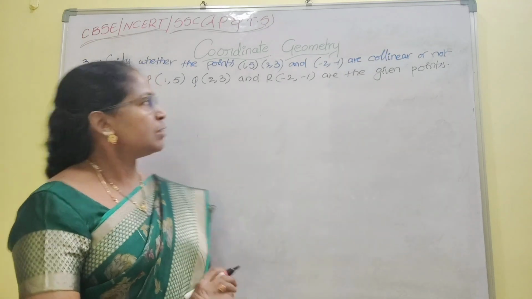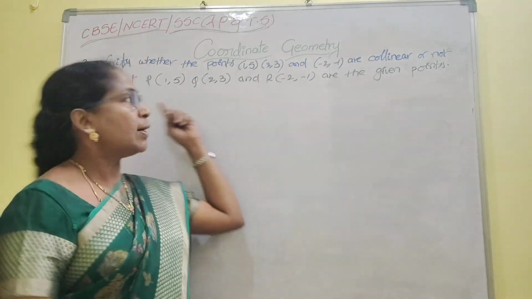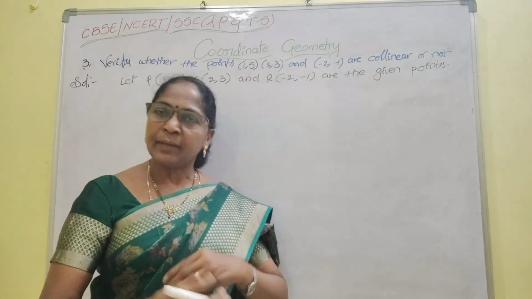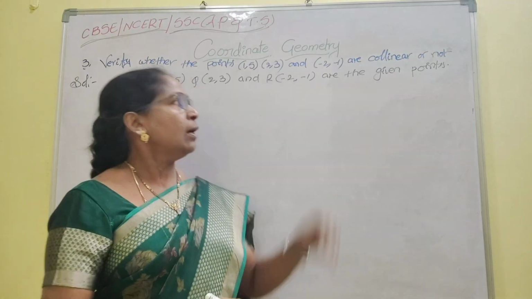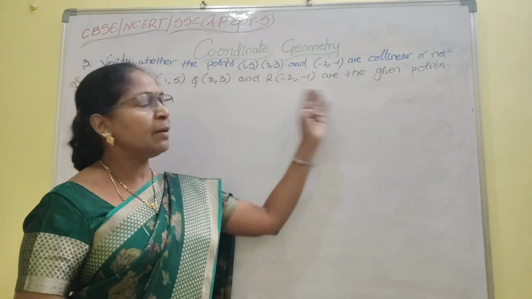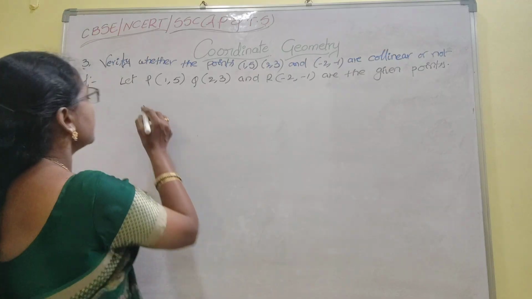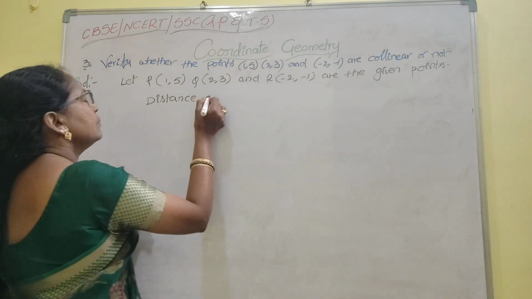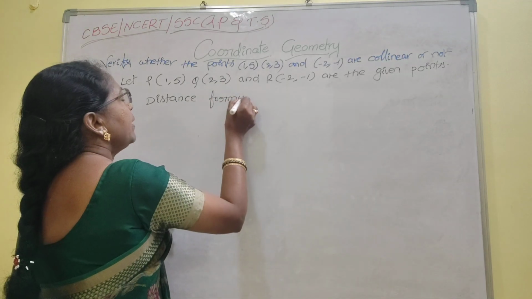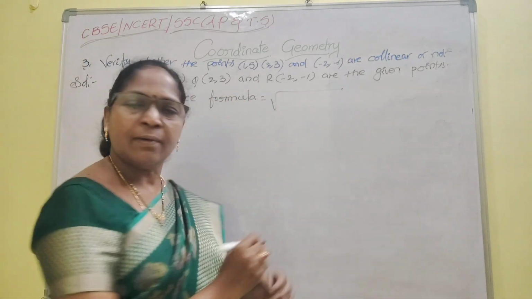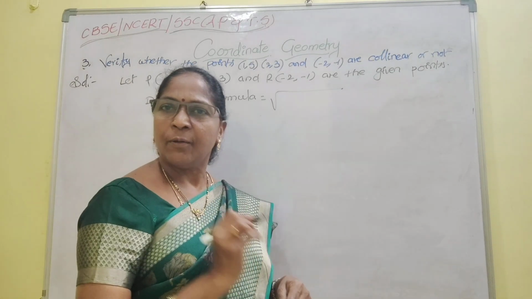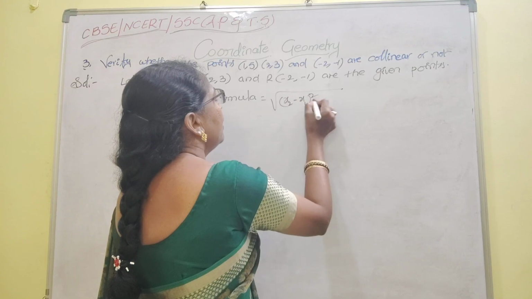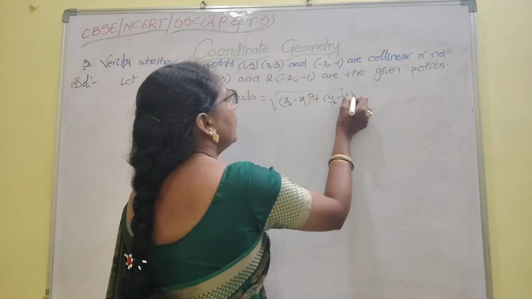How can you find out? First you have to find the distances between the points: PQ, QR and RP or PR. If the sum of any two distances equals the third distance, then you can say that these 3 points are collinear. So first, the distance formula. What is the distance formula? Square root of (x2 minus x1) whole square plus (y2 minus y1) whole square.